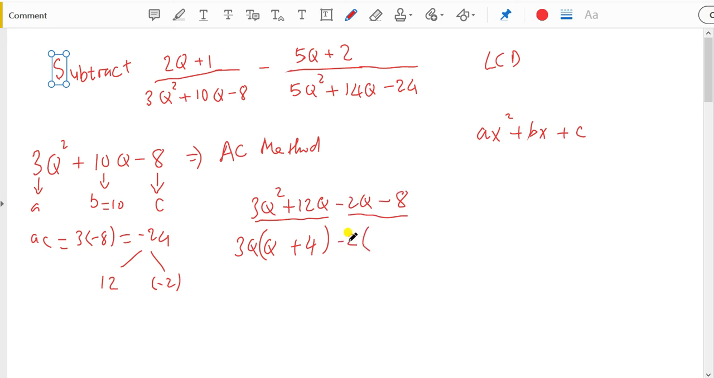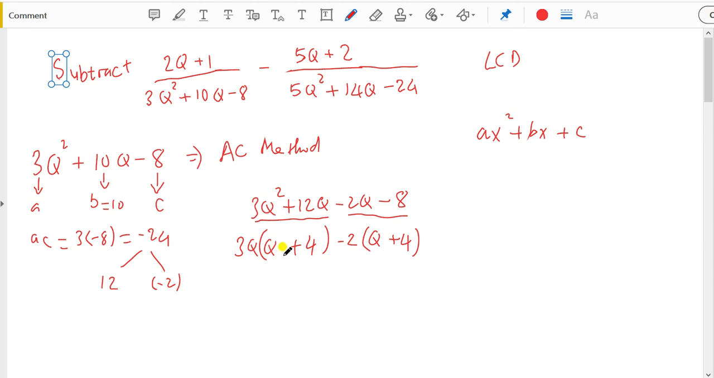Now when I take minus 2 to the front, I have only q left for the first term, because minus 2 times q is minus 2q back here. Minus 8 divided by minus 2 gives me plus 4. So when I multiply minus 2 by 4, I end up with minus 8 again.